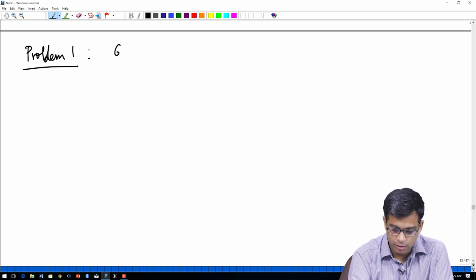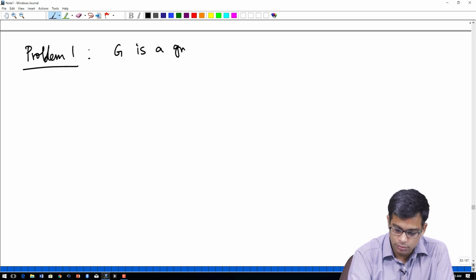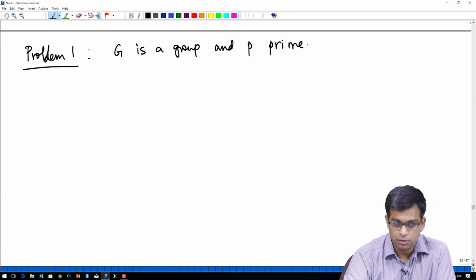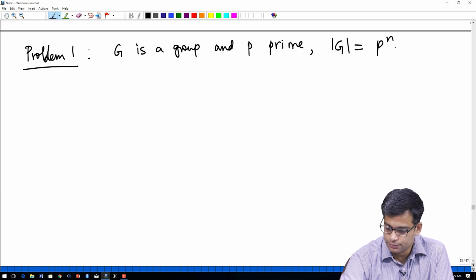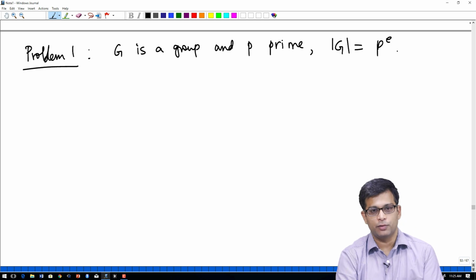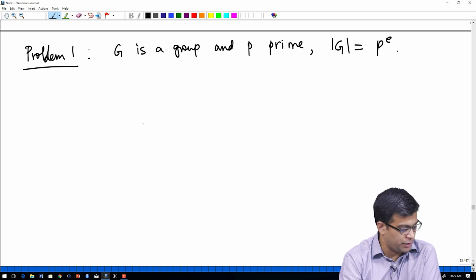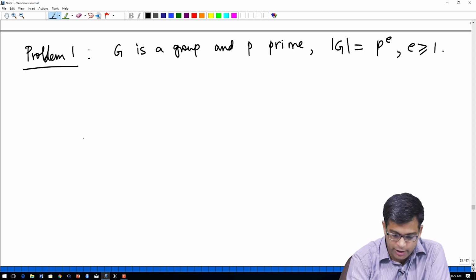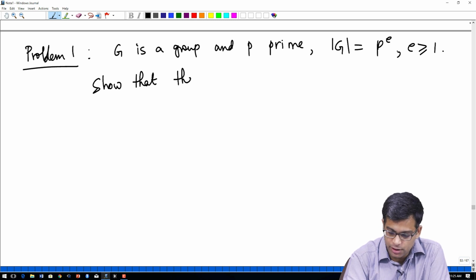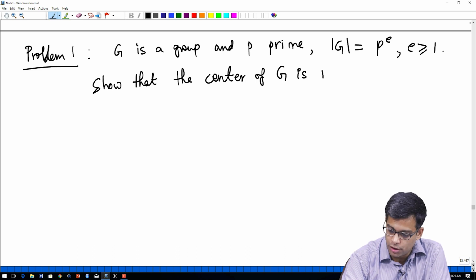Let us say G is a group and p is a prime number, and let us say G has order p power e. In other words, the order of G is a power of p, and let us say e is at least 1. Okay. So, show that the center of G is non-trivial. Okay. So, I will explain what this means.